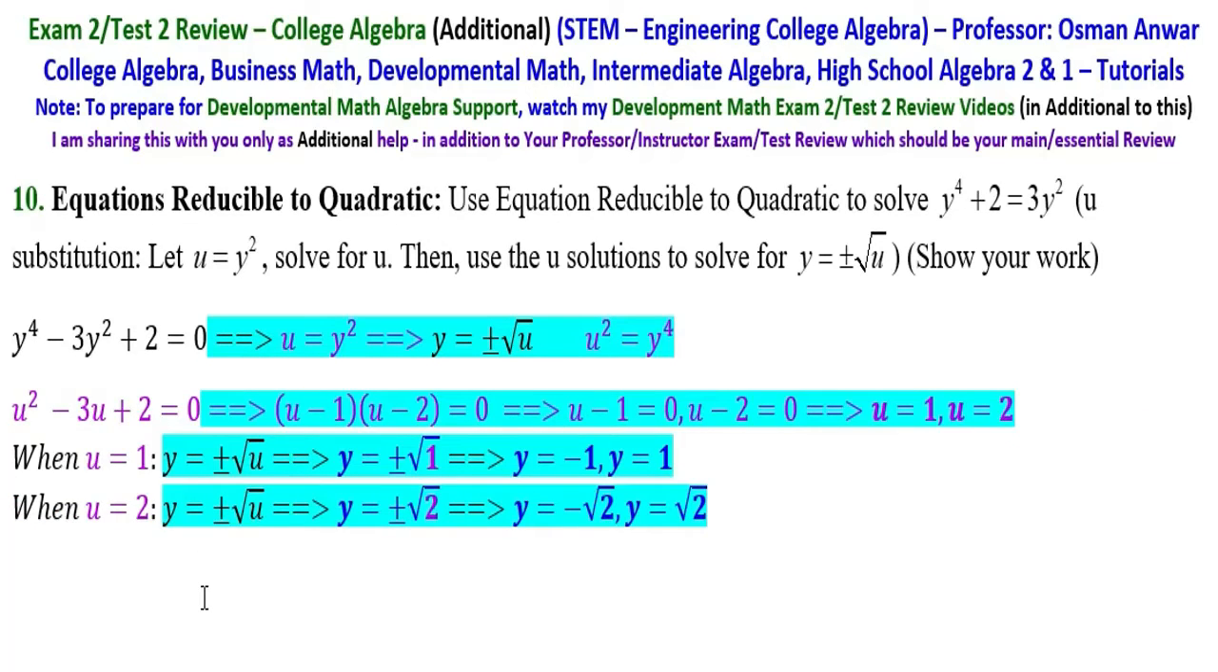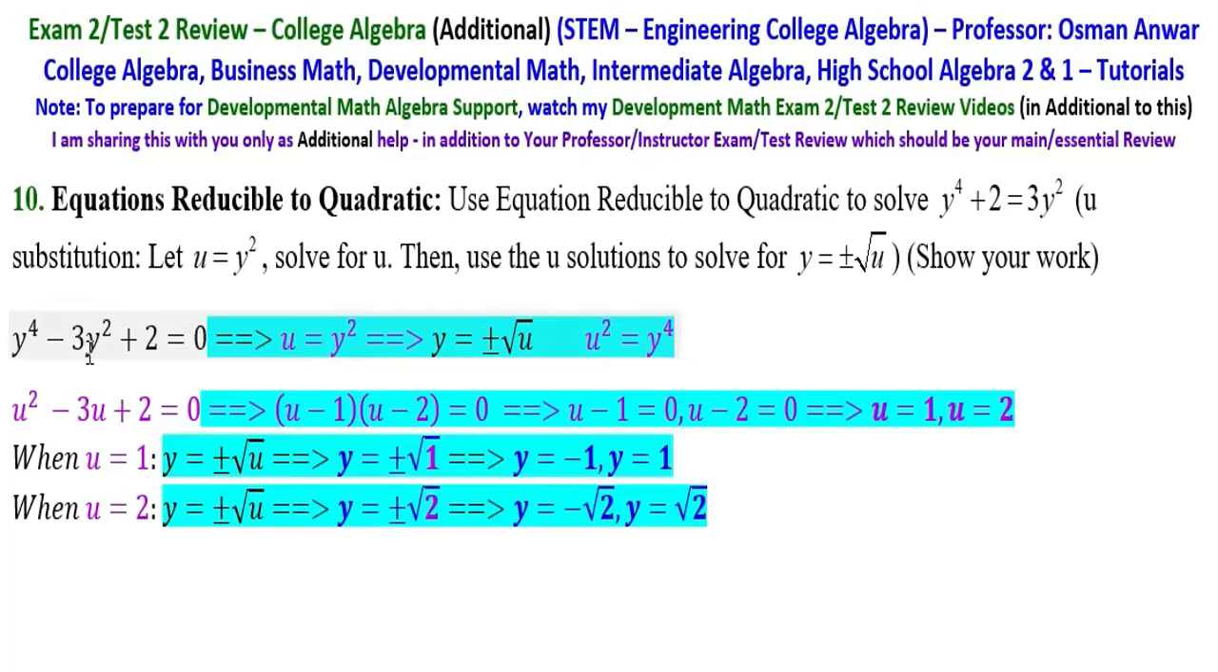Number 10, equation reducible to quadratic. Use equation reducible to quadratic to solve y to the 4 plus 2 equals 3y squared. Use u substitution. Let u equals y squared. Solve for u. Then use the u solution to solve for y, which equals plus or minus square root of u.